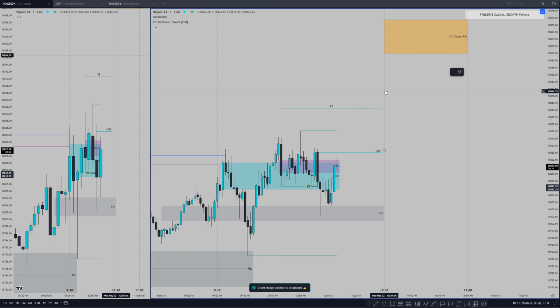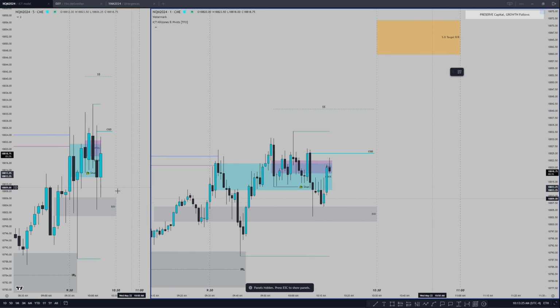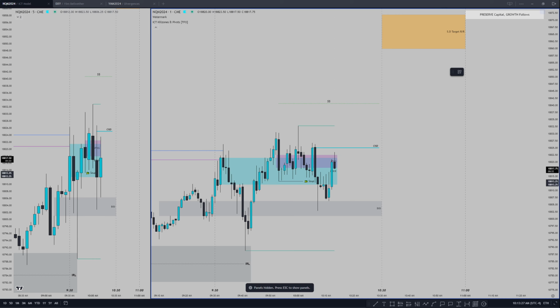By the way, if you want to quickly screenshot without having to go out of this and click snapshot, you just do Control-Shift-S if you're on Windows. I don't know what it is on Mac.